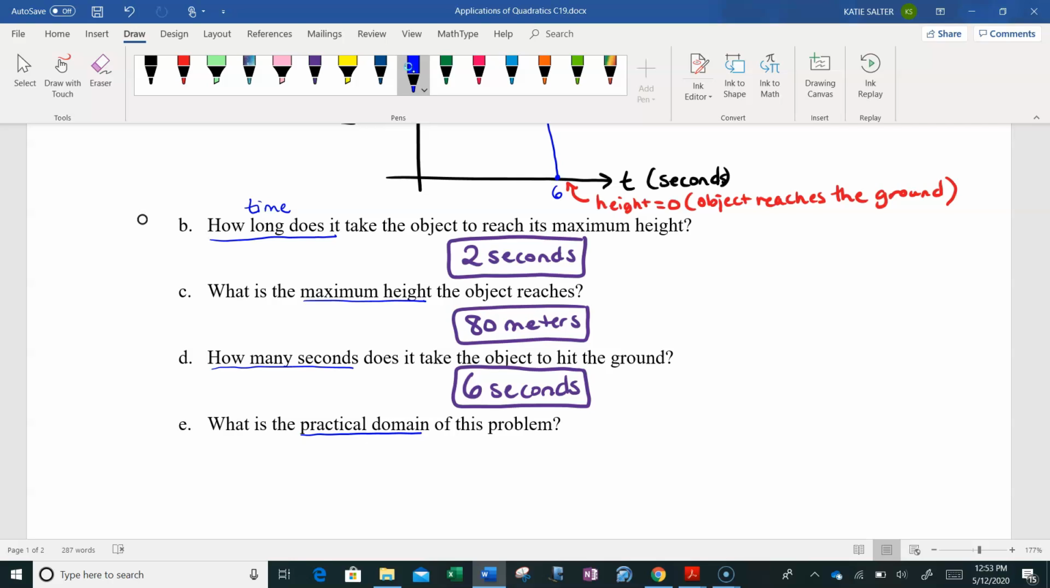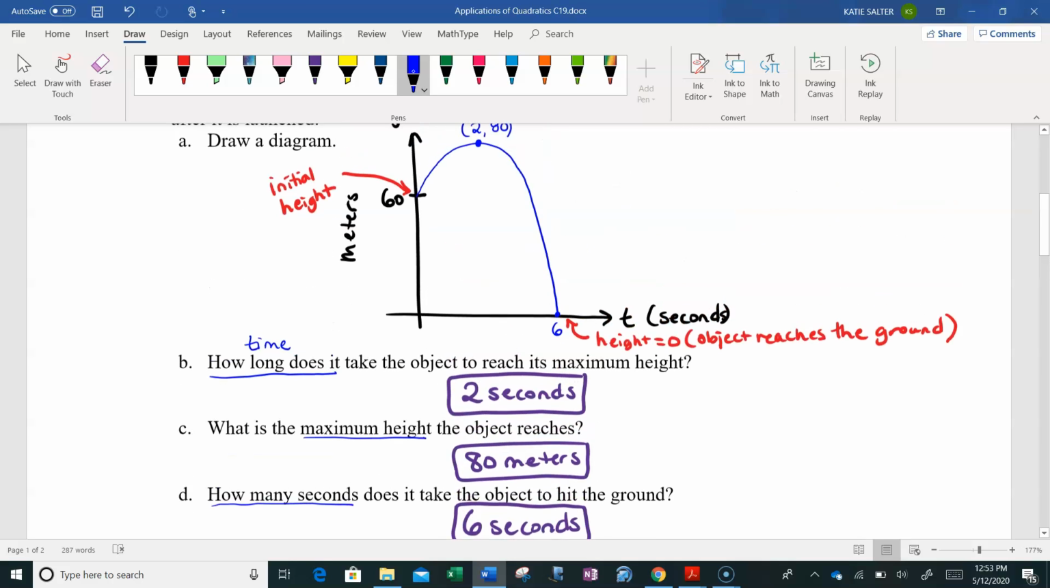Obviously, this object wasn't in the air for a negative amount of seconds. When we started at 60 meters off the ground, that was at 0 seconds. And then the object lands on the ground 6 seconds later. So once it lands, it's over. It's not still in the air. It's not drilling itself into the ground. So this is how we figure out that practical domain.